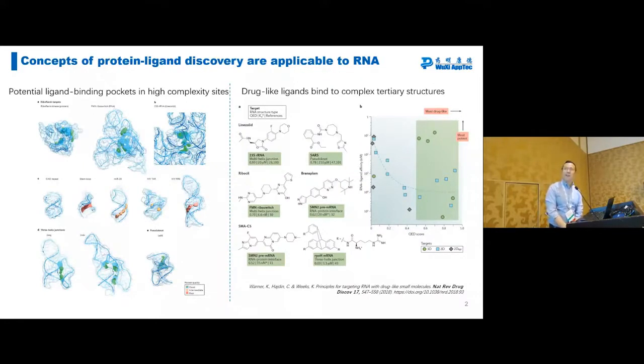And third, the concept of drug likeness can still be a useful guiding principle for us to design RNA small molecule drugs. There's evidence showing that small molecule ligands that are drug-like, which are in the green box region there, tend to bind to complex tertiary and secondary structures, whereas ligands that are not drug-like tend to bind to simple secondary structures, such as secondary structures with repeated elements.